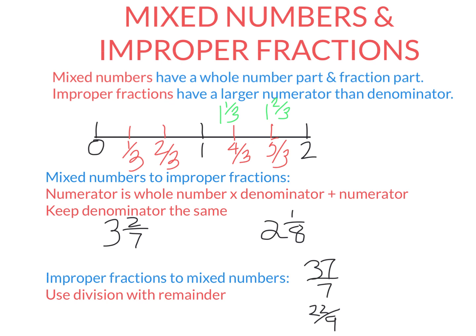Improper fractions, on the other hand, have a larger numerator than denominator. That means the number on top is larger than the number on the bottom. So 4/3 is an improper fraction because its top number is larger than its bottom number.